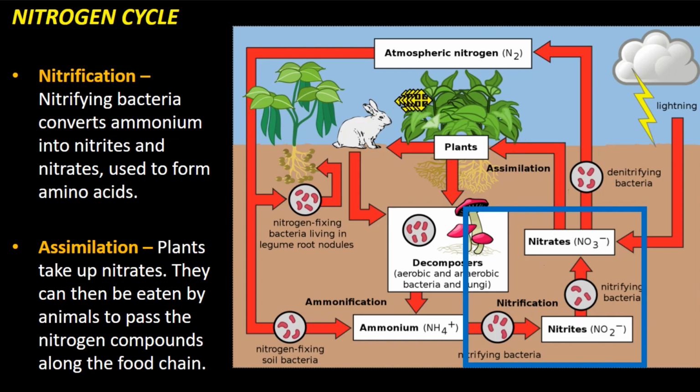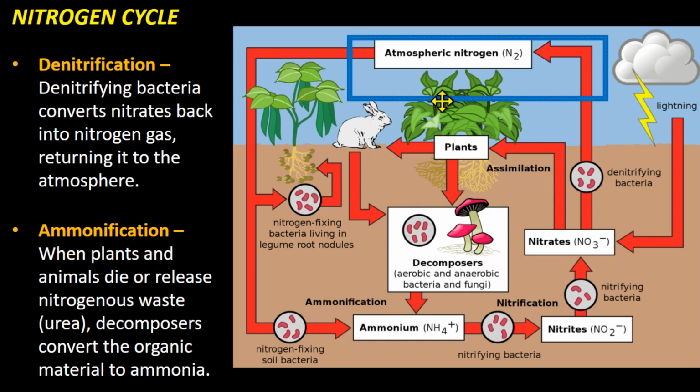Animals can then eat plants and get the nitrogenous compounds into their cells. In that way, nitrogen is passed along the food chain. Lastly, we have denitrification. The leftover nitrates in the soil are going to be converted back into atmospheric nitrogen by denitrifying bacteria. And in another step to produce ammonia, we have ammonification. When plants and animals die, or when they release nitrogenous waste, so for example, when animals urinate, they're going to release urea. Decomposers are going to break this material down. It's going to convert this organic material back into ammonia.